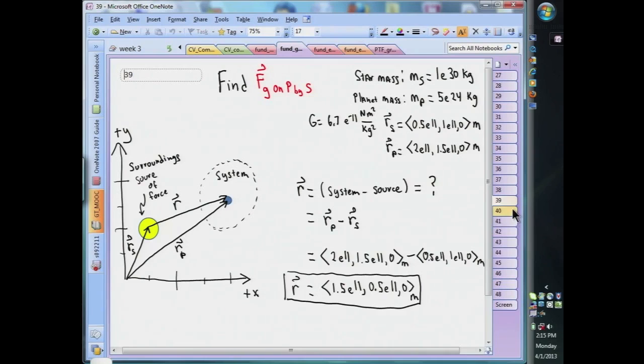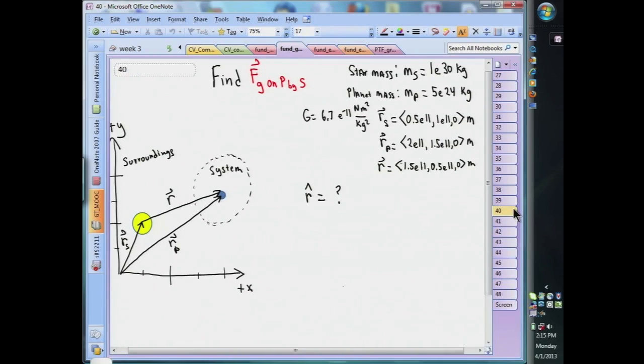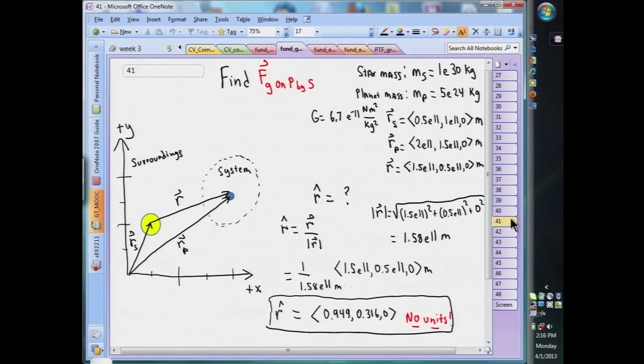Now, next, we need to find the unit vector r hat, which we will need to describe the direction of the gravitational force. See if you can do this. Here is the result. Notice to find r hat, we need to calculate the magnitude of r, which is the center-to-center distance between the planet and the star. We need this distance to calculate the gravitational force too, which we will do next.